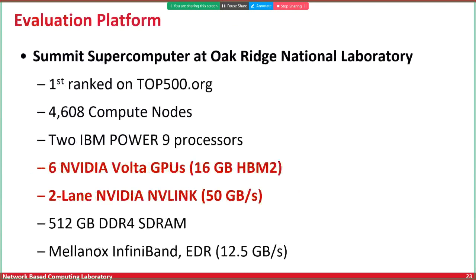We performed these experiments on the Summit supercomputer at Oak Ridge National Lab. It's the #1 ranked on the Top 500 right now. It has 4,608 compute nodes, and what matters for this study is that we have 6 NVIDIA Volta GPUs per node. They're interconnected with 2-lane NVIDIA NVLink, which provides 50 gigabytes per second bandwidth. And then the nodes are interconnected with InfiniBand EDR.